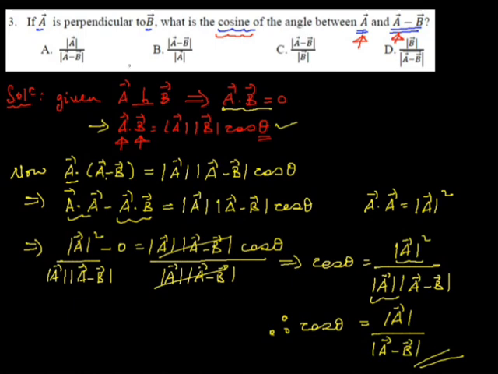So this is the required answer. So the answer will be A. Which of the following is necessarily true? So it's about vectors. We will identify a necessarily true statement from these alternatives. If we see the first one, choice A, if the magnitudes of vectors A and B are equal, this doesn't necessarily mean that the two vectors are equal.